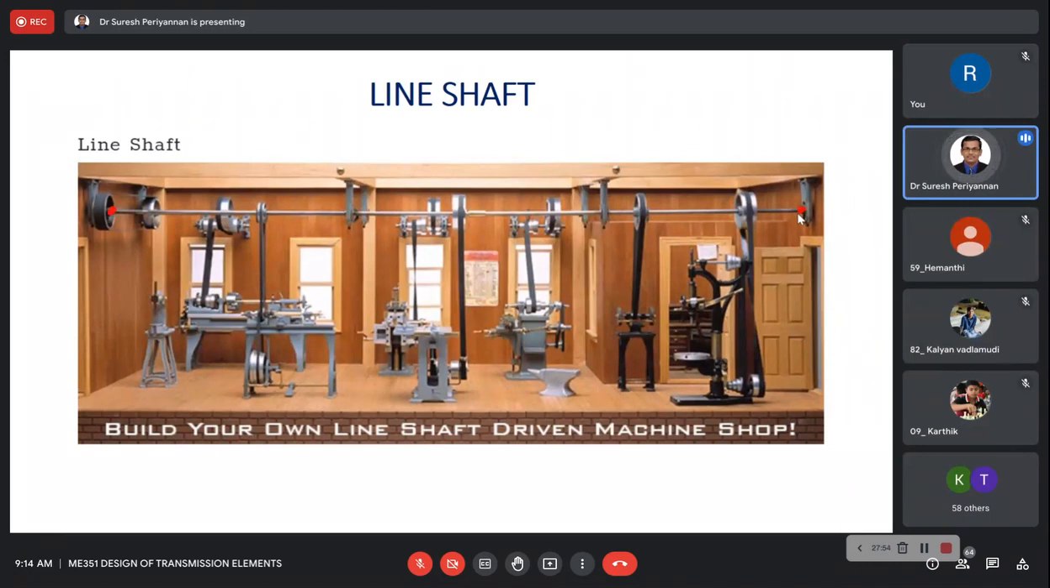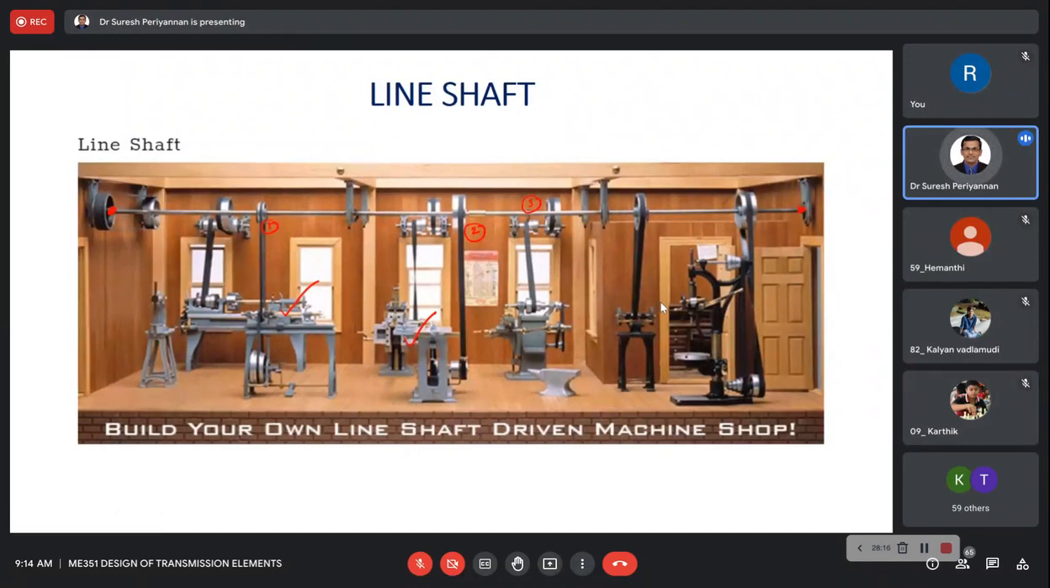See here, this is pulley 1 connected to the main shaft for driving this machine. This is pulley 2 connected to drive machine 2. Similarly, we can connect pulley 3 with machine 3, or machine 4 or 5, like that.